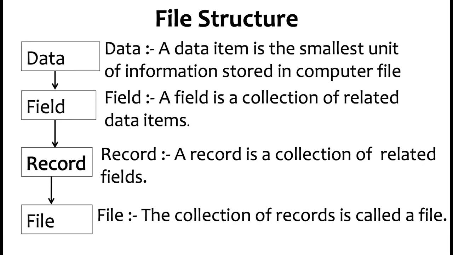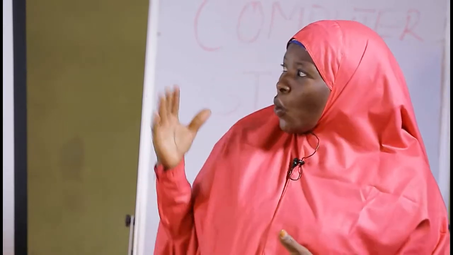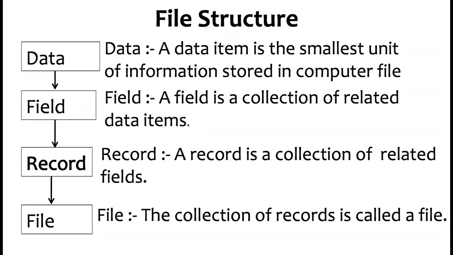The first is the data. You are all familiar with data. What is data? You know what data means, as right from your JSS 1, Junior Secondary School 1, we have the definition of data. We define it as the raw facts, or symbols or figures. Now, the data item is the smallest unit of information stored in a computer file. We have the field, which is a collection of related data items. We have the record. A record is a collection of related fields, and we have a file. The file is the collection of records, and it's called a file.